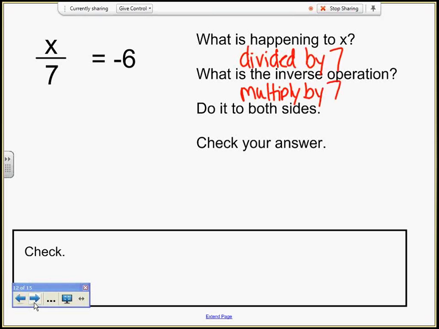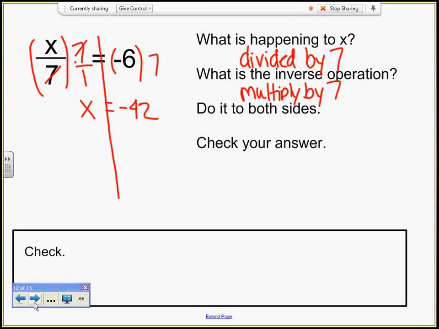Okay, so let's do that to both sides. So I'm going to take this whole thing and multiply it by 7. You can make it 7 over 1 if that makes you happy. I'm going to take this whole thing and multiply it by 7. Let's see. So these 7s are going to divide out, and I'm going to end up with x, or x over 1, is equal to negative 42.